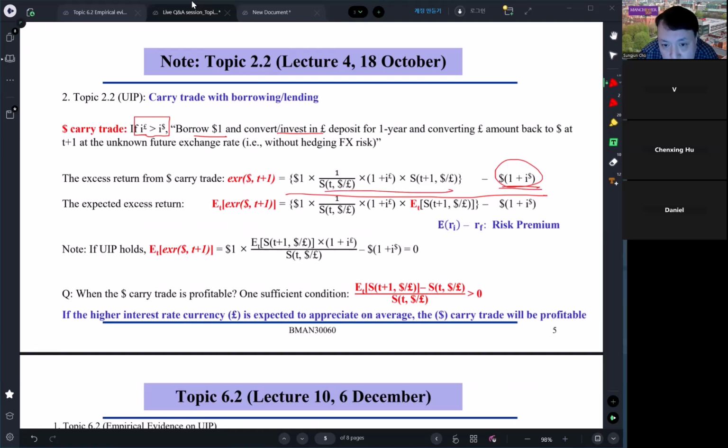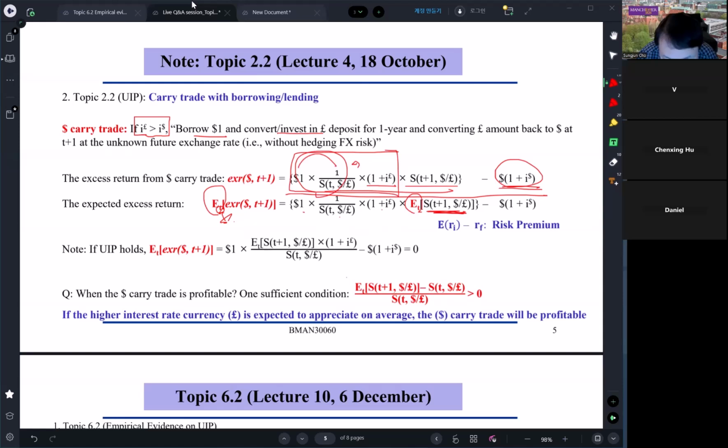You convert the dollar into pounds, that's this part. You put that pound into the pound money market. So you get the whole thing here after one year, and then you need to convert that back into dollars. So the expected value only appears in front of this one, because all other things are just numbers given the time t information set. This is a conditional expectation given all time t information, right? So we talked about this one.